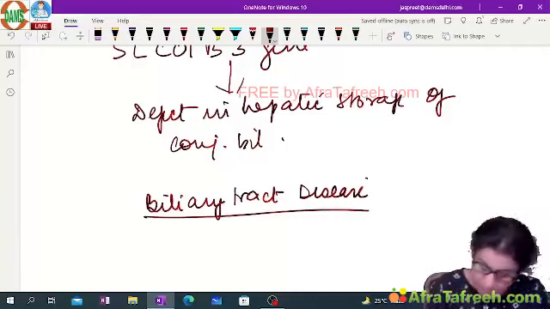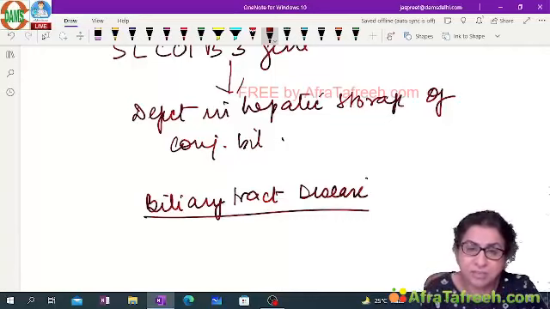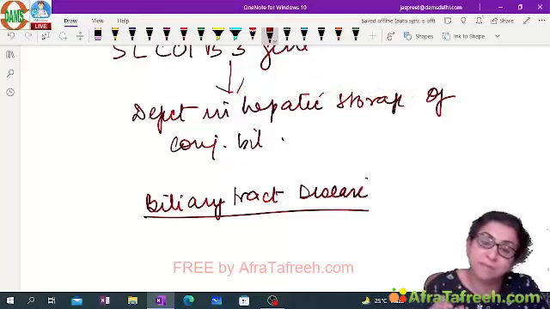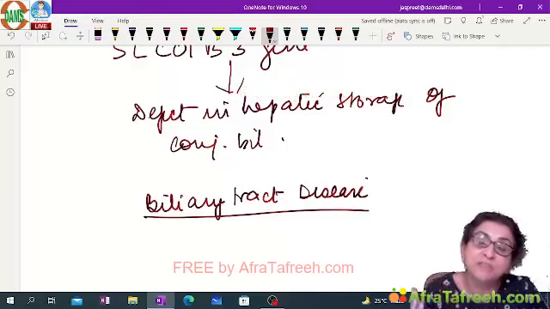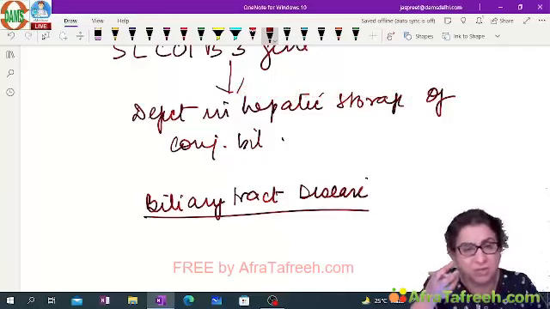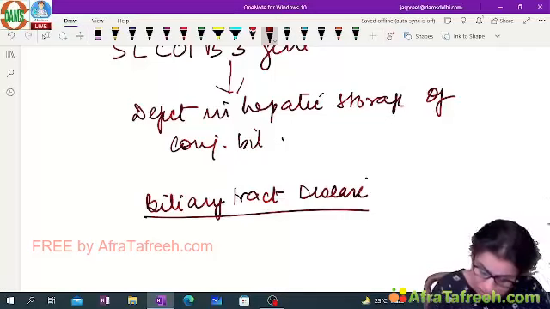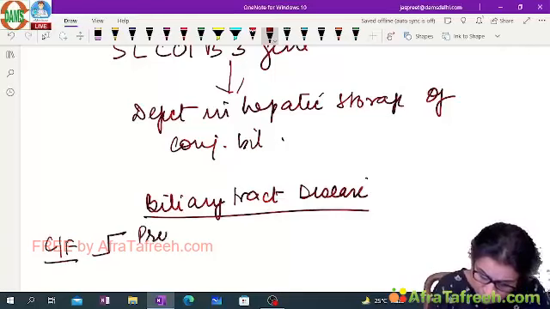Now first, whenever there is a disease in the biliary tract, how will the patient present? The patient will present with obstructive jaundice. So biliary tract disease will cause obstruction of the bile ducts leading to obstructive jaundice. So clinical features: patients will present, number 1, with pruritus.